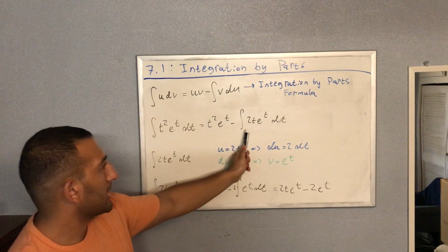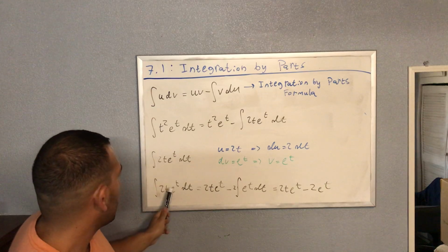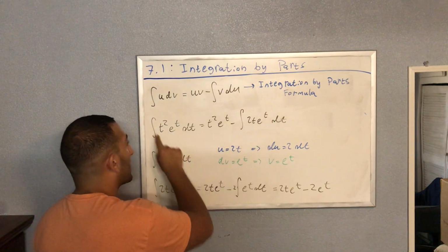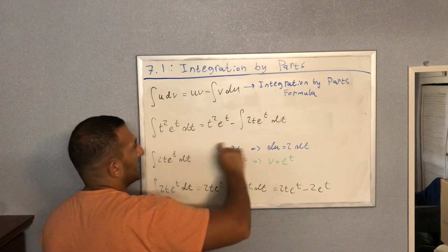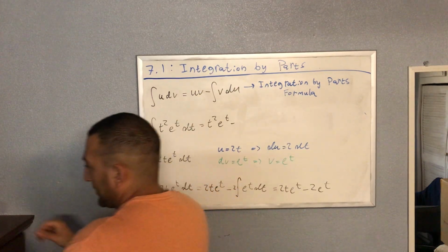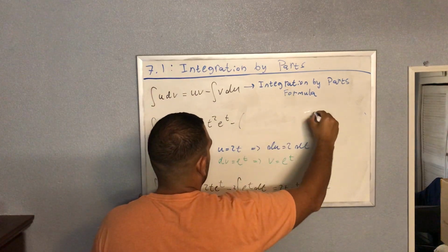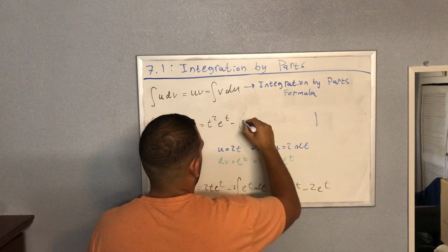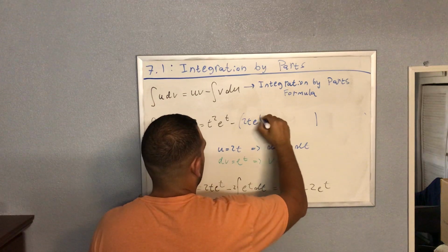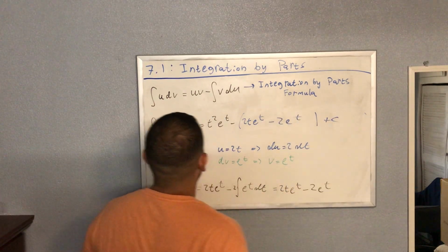which we can now make this substitution. So we figured out what this integral is. So the original integral that we were trying to find, we can go back to that, is now this minus the thing we just found, 2t e to the t minus 2 e to the t, and then, plus c as usual.